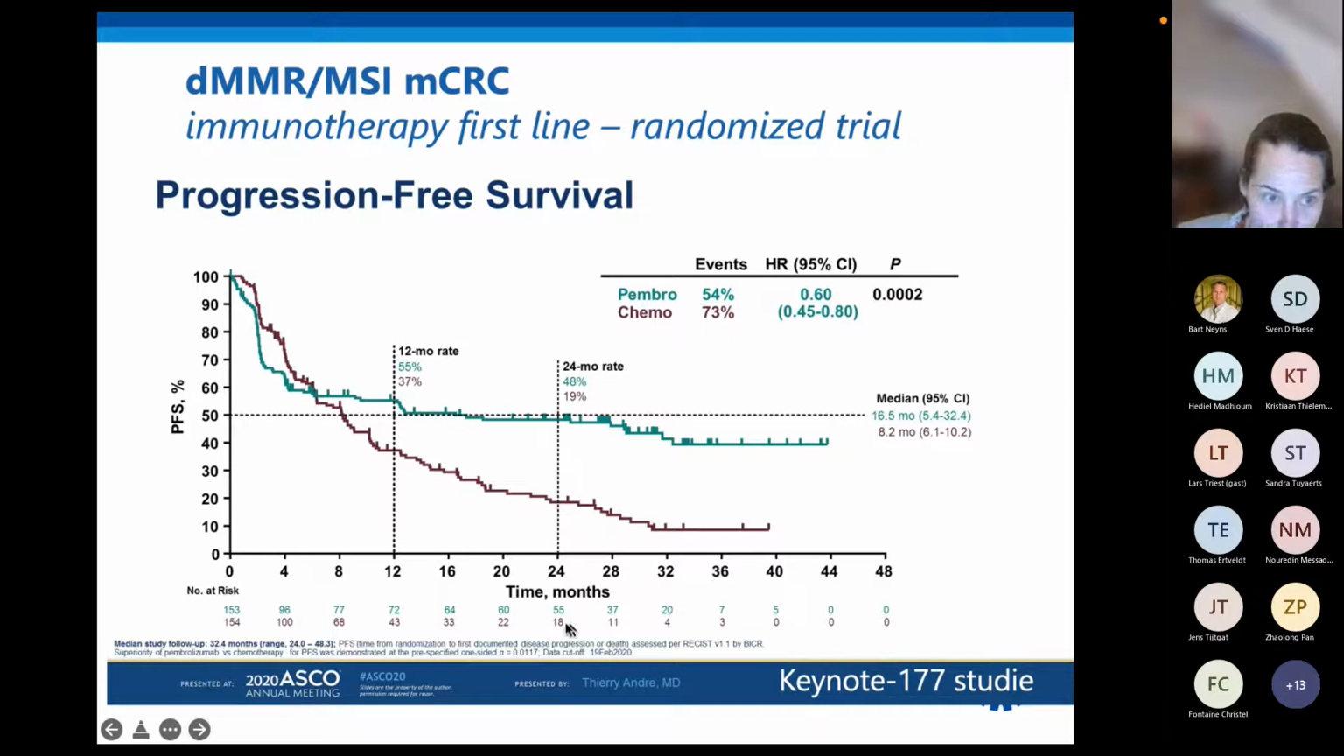in the KEYNOTE study. Well, as you can see, when you randomize between pembro and standard of care chemotherapy, in the first 6 months, there's not a clear difference in progression-free survival, but the difference is made after that 6 months because the response of immunotherapy is very long-lasting, and you see a plateau at around 50% long-term progression-free survival, whereas with chemotherapy, all patients eventually develop progressive disease.